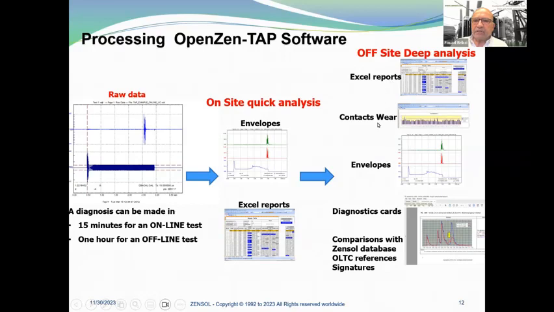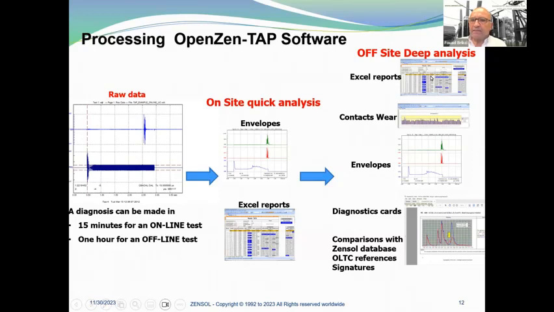And then after, we can use these two tools, but what we need to do is what we call an offsite deep analysis. Typically, a diagnosis can be made in 15 minutes for an online test and 1 hour for an offline test. For example, on an on-site quick analysis, here you can see a current, which has to be stable, it has to be flat, and it's not. So we can quickly detect a problem of the motor current.